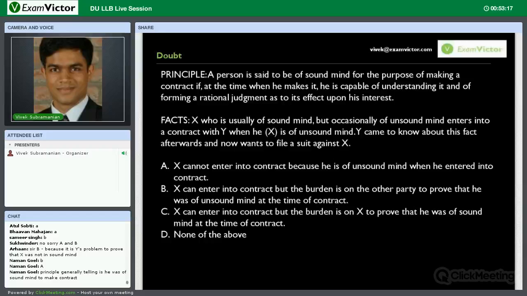And this is a matter of fact because the facts also say in the last part that Y came to know about this fact. So this is a fact that X was of unsound mind at the time when the contract was made. Therefore, let's not go into B and C as to upon whom the burden of proof will be there. We are concerned whether the contract is valid, whether X was capable of making the contract, and it is almost an established fact that he was of unsound mind at the time when the contract was made. Therefore, the correct answer is A.